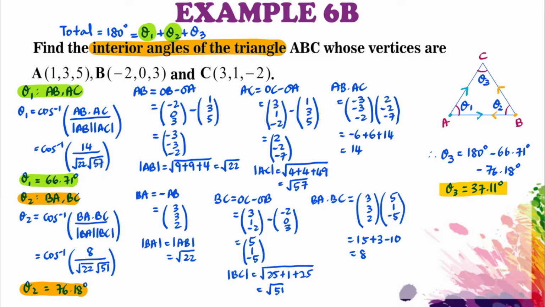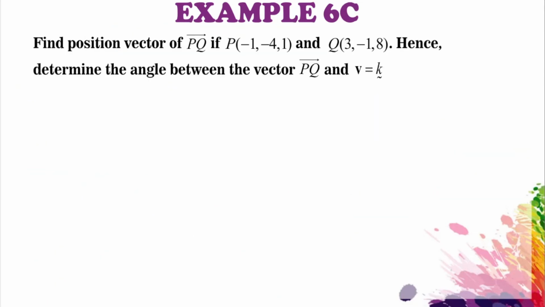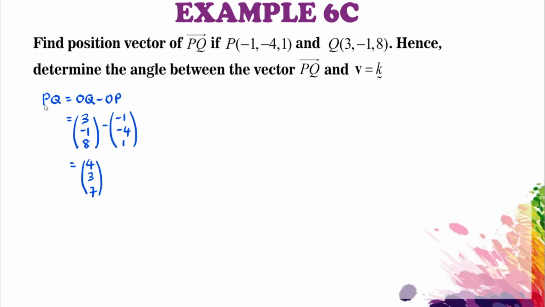Next, we will proceed with example 6c. Find the position vector of PQ given points P and Q. Hence, determine the angle between vector PQ and V equal to k. Finding the position vector PQ, we have OQ minus OP. So we will get 4, 3, 7. So we change to direction components: 4i plus 3j plus 7k.